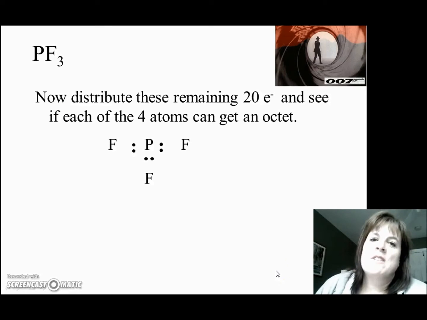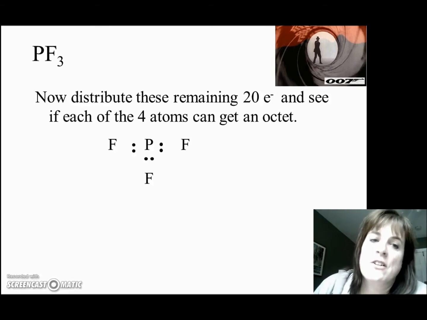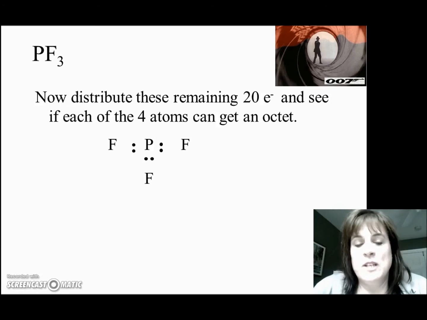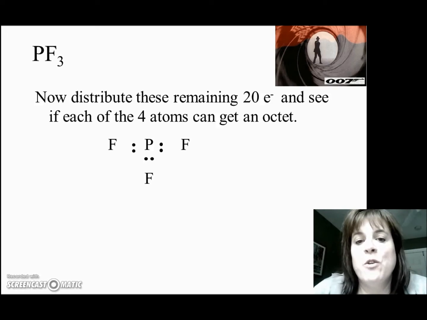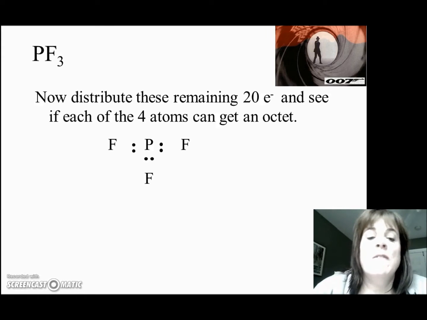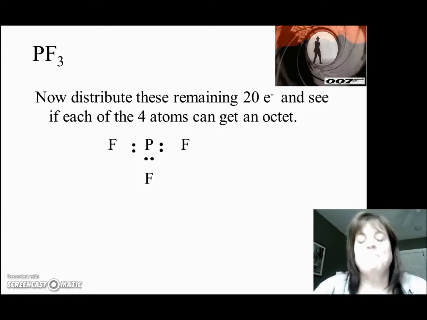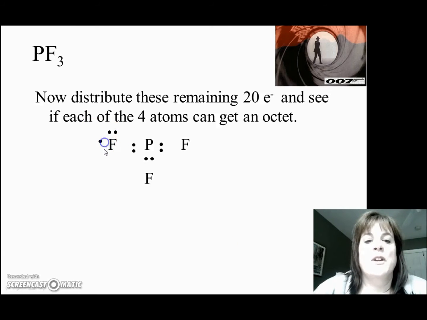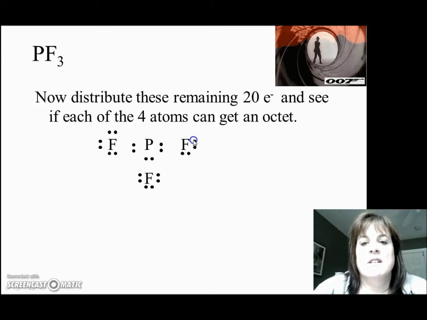All right, so now we just have to distribute those 20 remaining electrons. And of course, we need to make sure that all of them, all 4 atoms, because none of them are hydrogen, have a full octet. So they have a total of 8 dots around them. All right, let's start with fluorine. We got 20 to go, so let's start putting dots down. 1, 2, 3, 4, 5, 6, 7, 8, 9, 10, 11, 12, 13, 14, 15, 16, 17, 18.